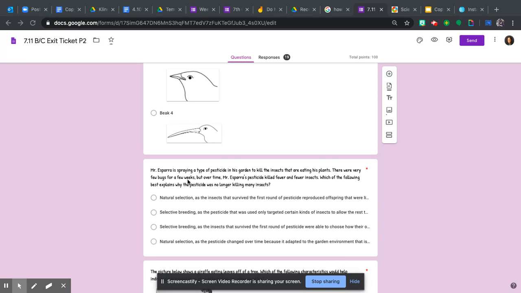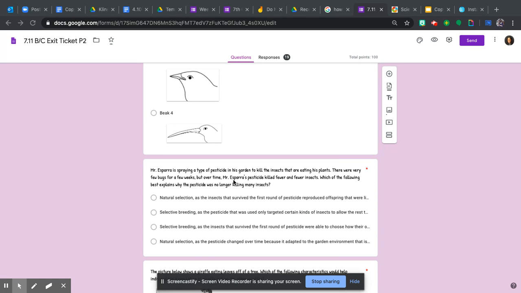There are very few bugs for a few weeks, but over time, Mr. Aspara's pesticide killed fewer and fewer insects. Which of the following best explains why the pesticides were no longer killing many insects? So the first thing I would have done was understand what the question is asking me. It's saying that these bugs were being killed by this pesticide, but eventually the pesticides stopped working, and they weren't able to kill anymore.